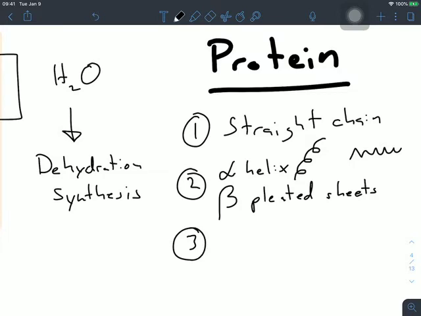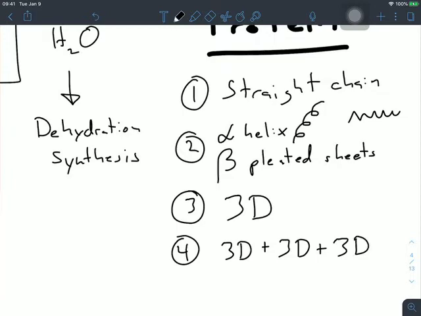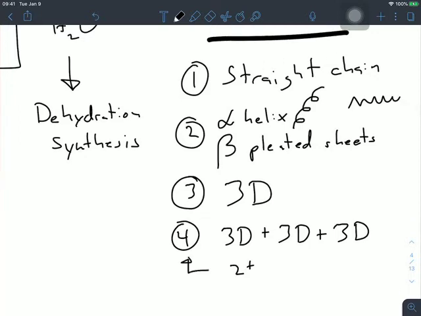Tertiary structure is when those alpha helixes and beta pleated sheets fold on each other to make a large 3D protein. Third structure, 3D. Fourth and final structure is when you have one 3D amino acid chain plus another 3D amino acid chain plus another three-dimensional amino acid chain. When you have many, at least two or more, 3D structures formed together, you form a quaternary structure of a protein.